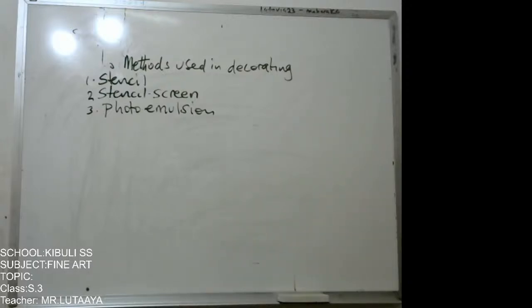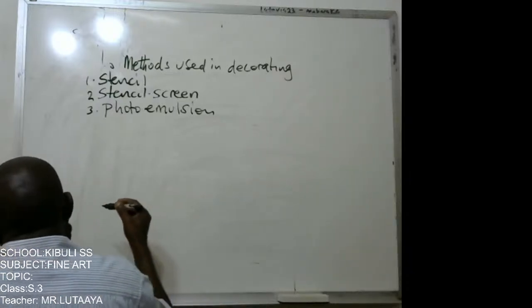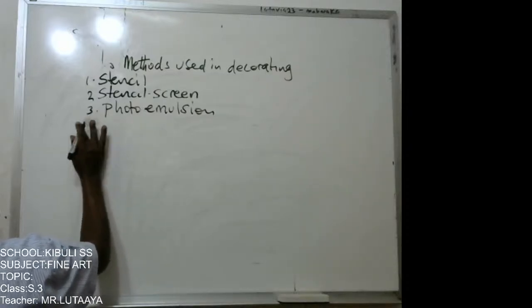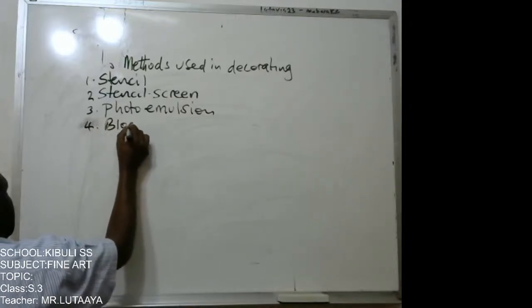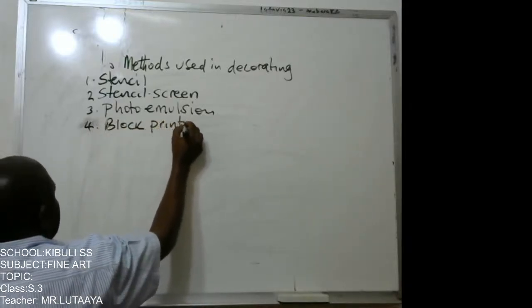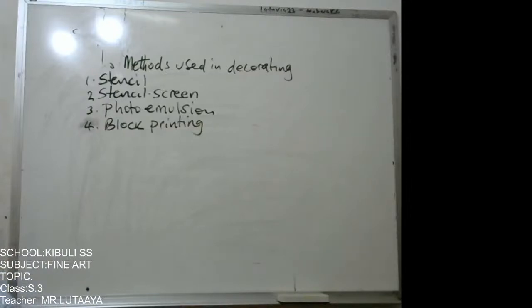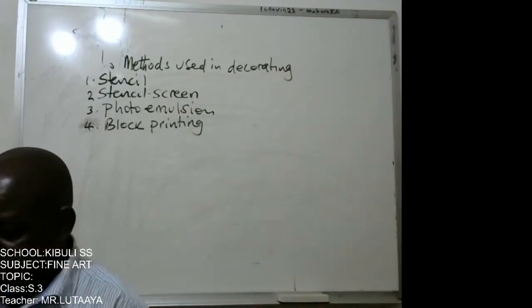Then another technique of printing that we should look at is block printing. Block printing is a technique where you get a block. A block can be wooden, a block can be plastic, a block can be anything, so long as you have ways of cutting designs on it, and then you put color on it, and then you print a given surface.